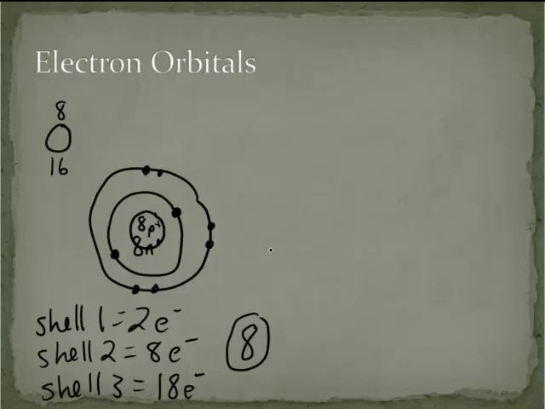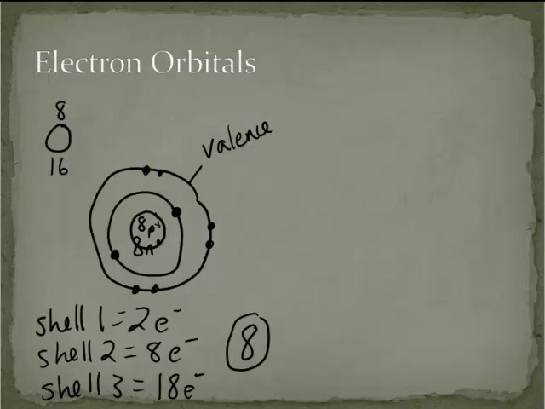The outer shell also has a special name. We call this the valence shell. The valence shell is always the outer shell, and that's important because it's the valence shell that is going to determine how this atom interacts with other atoms. In the case of oxygen here, because it has 6 electrons in its valence shell, it would like to have 2 more electrons, and that's going to determine how it interacts with other molecules.